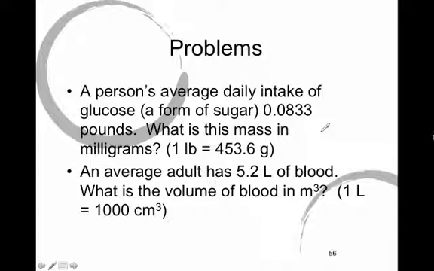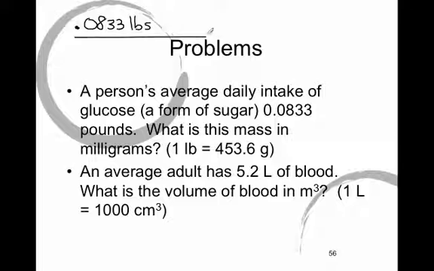A person's average daily intake of glucose, which is a form of sugar, is 0.0833 pounds. What's this mass in milligrams? So what are we converting? We're converting the 0.0833 pounds, and we're converting it into milligrams. You know what? Let me just get a new sheet.